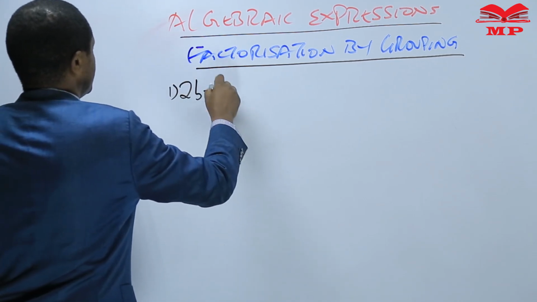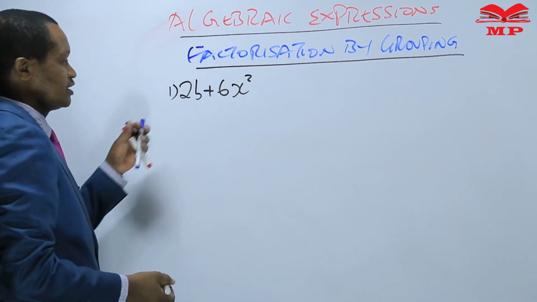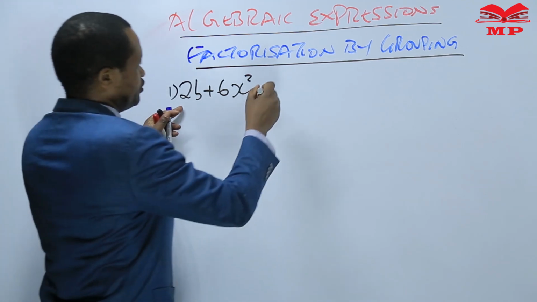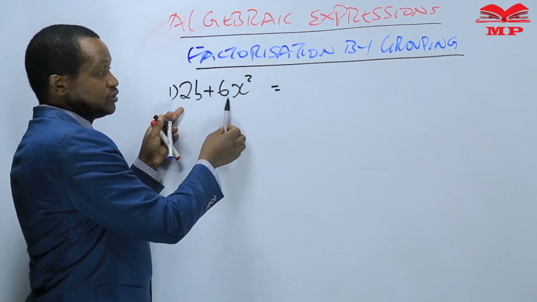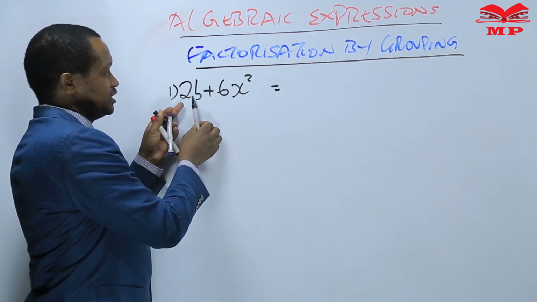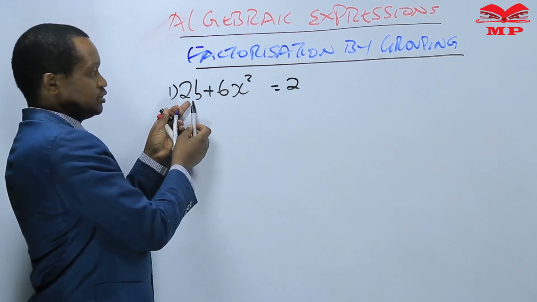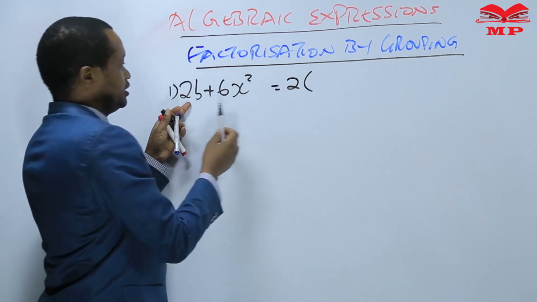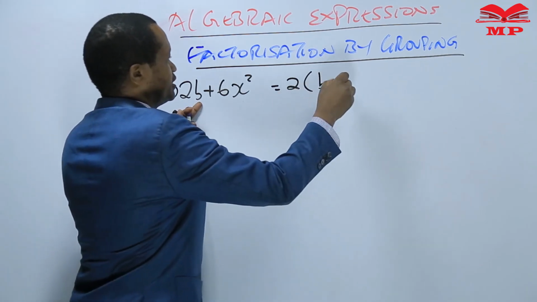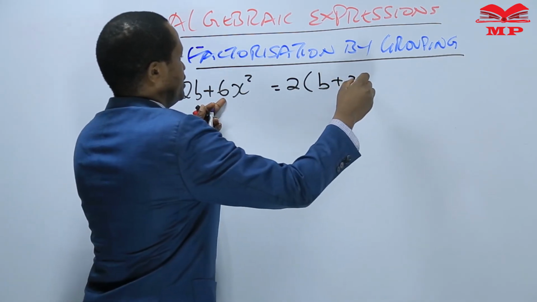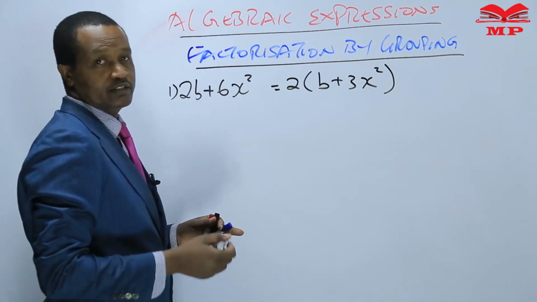2b plus 6x squared. We learned how to factorize such expressions. We saw that to factorize such an expression, we look for the common factors. The common factor in this expression is 2. So the answer here will be 2 into b plus 3x squared. That we learned, learners.